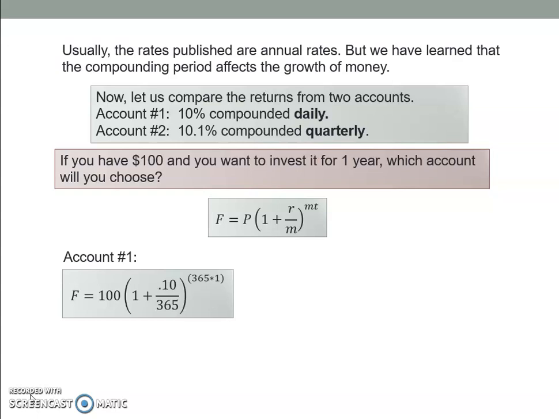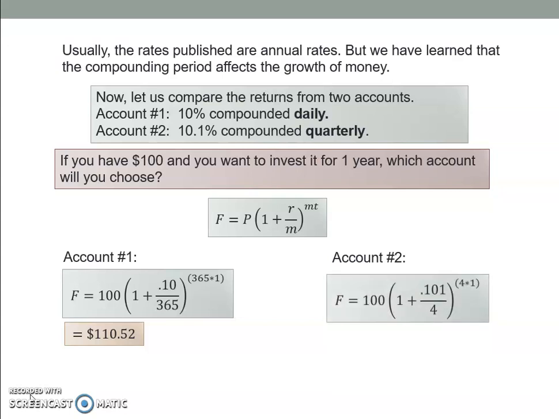By now I hope you understand how to put this correctly in your calculator, and if you do it correctly, it comes out to $110.52. So what it's trying to tell you is if on January 1st you put in $100, on December 31st you'll end up with $110.52. Now, account number two, on the other hand, is offering a higher rate, 10.1%, but it's only compounded quarterly.